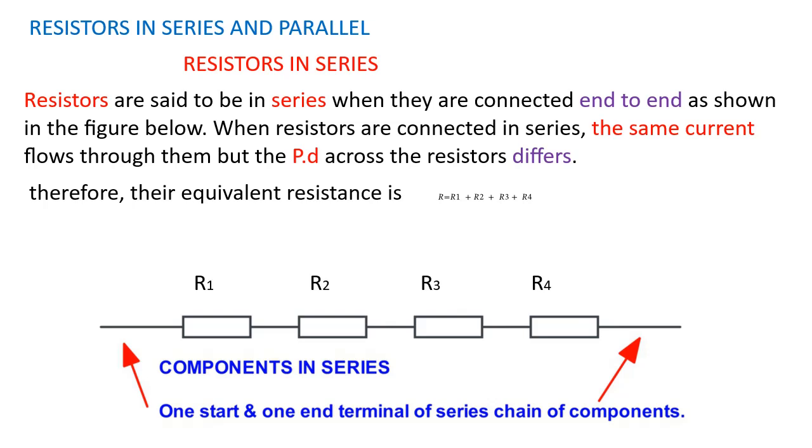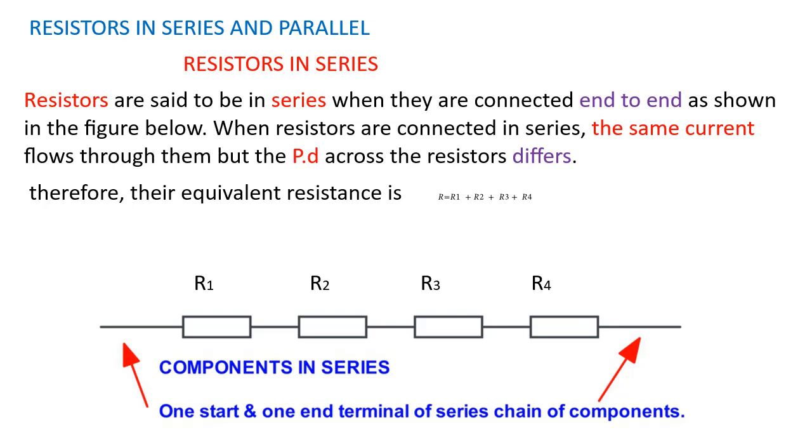Resistors in series and parallel. Now, resistors can either be connected in series or in parallel. Now, let's look at resistors in series. Resistors are said to be in series when they are connected end to end, as shown in the figure below. If you look at the figure below, the resistors are connected end to end.